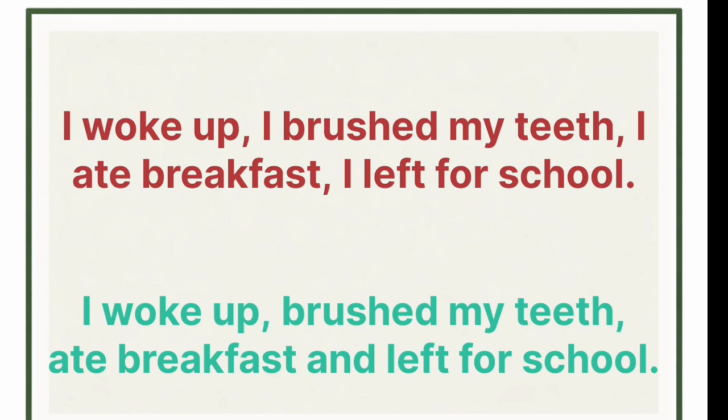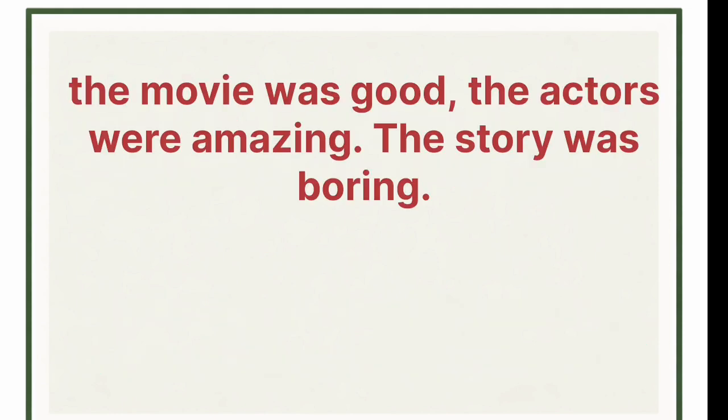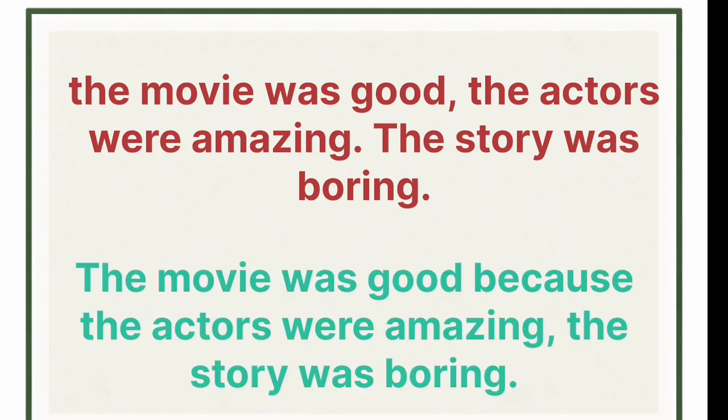The second example, instead of saying the movie was good, the actors were amazing, the story was boring, we can fix it as the movie was good because the actors were amazing, but the story was boring. Here we use the subordinating conjunction because and the coordinating conjunction but. And it feels very smooth and looks like academic writing.